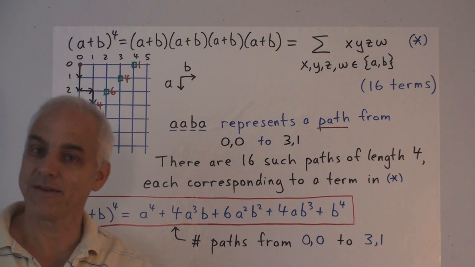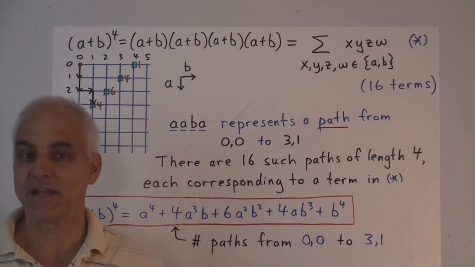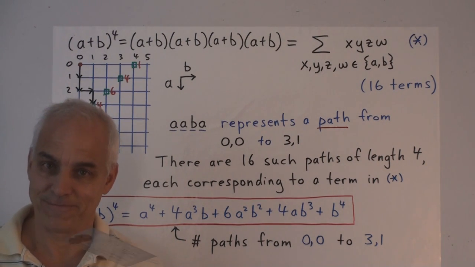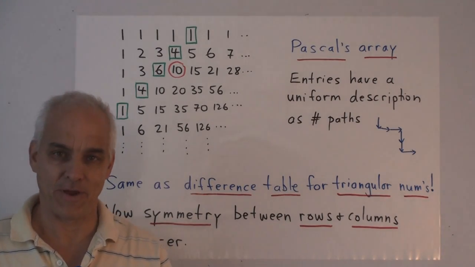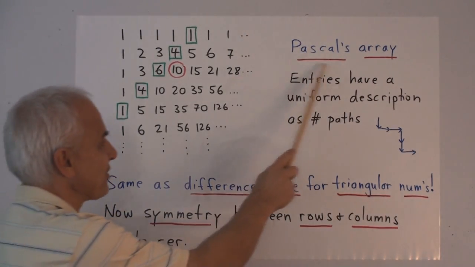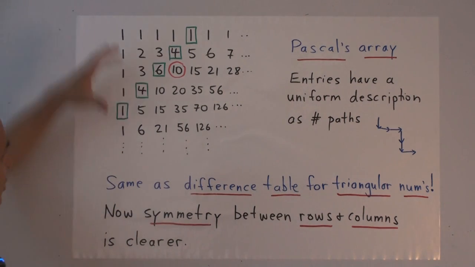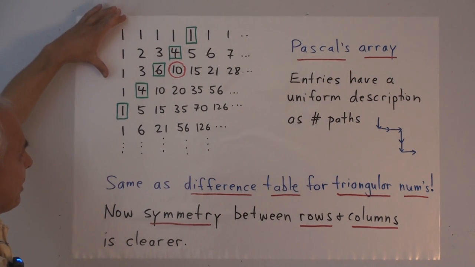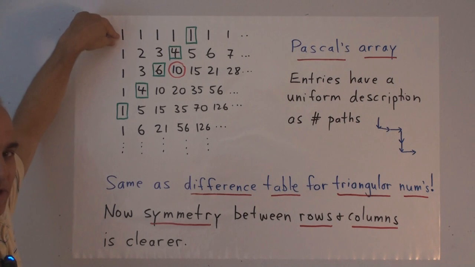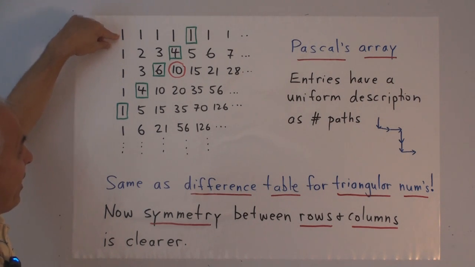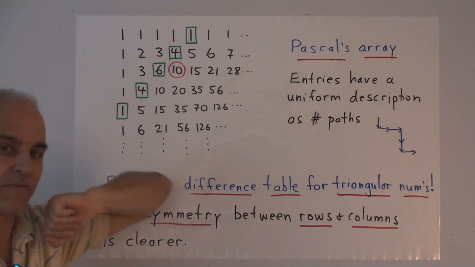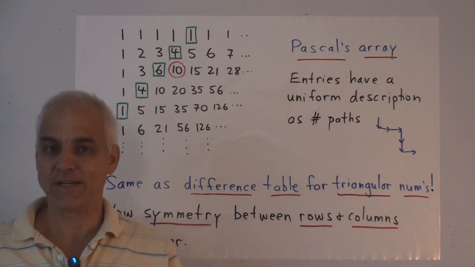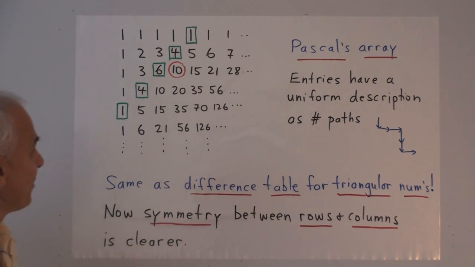And what we get when we do that is something both interesting and familiar. The table that we get is one that we are very familiar with. We could call it Pascal's array now, because it's much like Pascal's triangle, except it's a little bit oriented with the corner up here instead. And what we recognize is that it's in fact exactly the same as the difference table for triangular numbers that we've written down a number of times already.